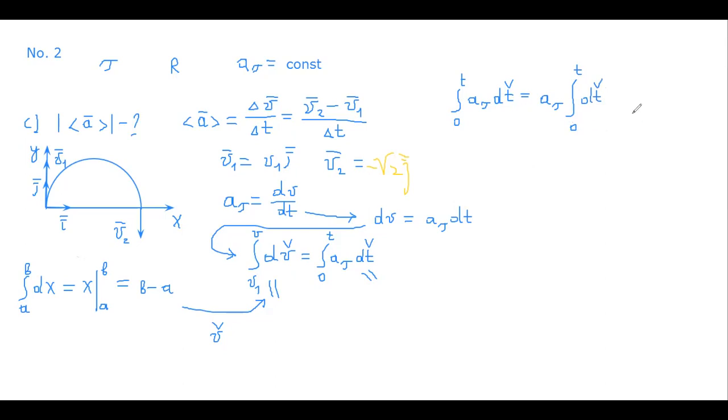And what can we do now? It is a tau t from 0 to t, and it is equal to a tau times t minus 0, which is a tau t. Okay, do you have any questions?